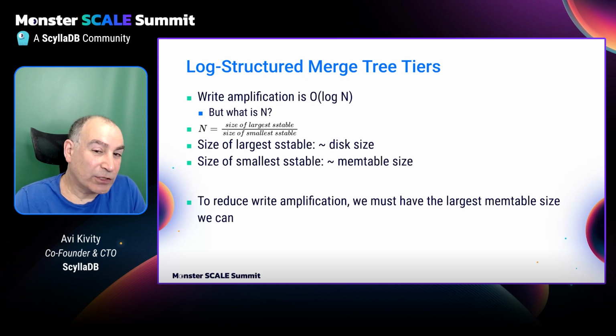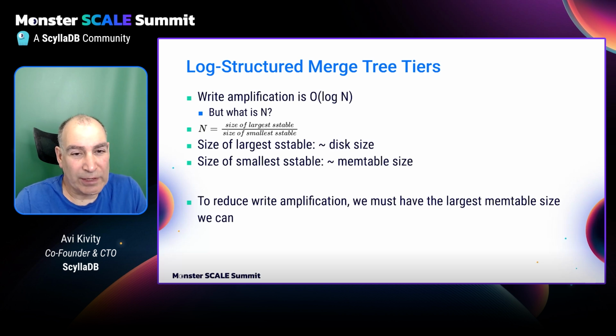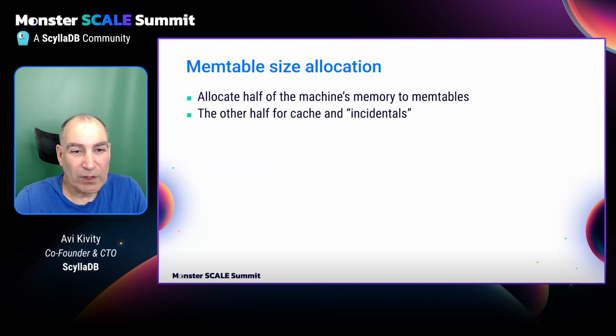And since we want large nodes, we want a large disk size. So that grows our n. And since we want to reduce the fraction, we need to have a large memtable size. So we must choose the largest memtable size that we possibly can. So what we do is we allocate half of the machine's memory to memtables, and the other half for cache and incidentals, which is what we call request memory and memory needed to hold connections. So we divide it equally, half and half.